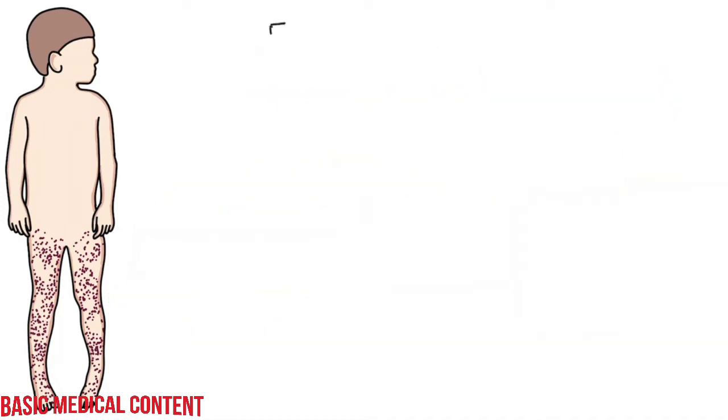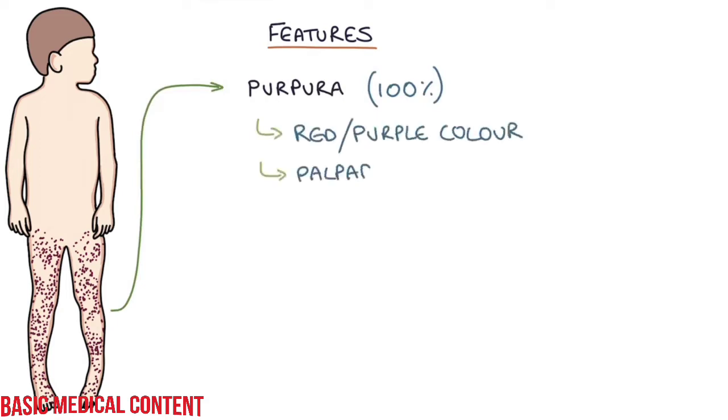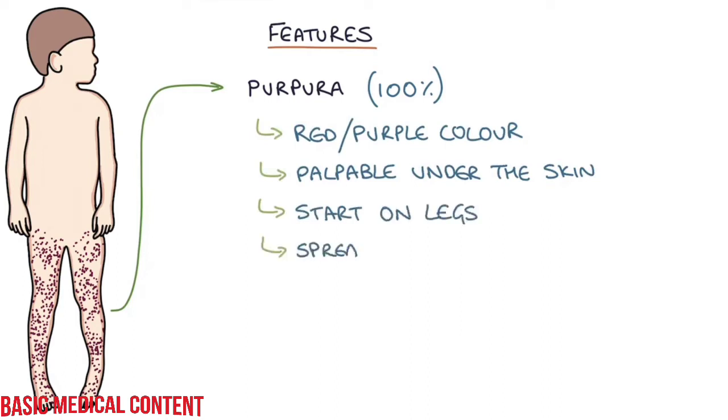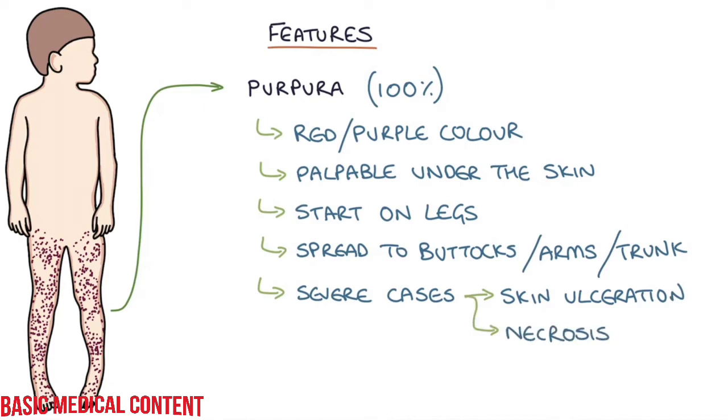Let's talk in more detail about the features. Purpura are seen in practically 100% of patients with HSP. They are red-purple in color and are palpable under the skin. They typically start on the legs and spread upwards to the buttocks. They can also affect the arms and the trunk. In severe cases, skin ulceration and necrosis can develop.